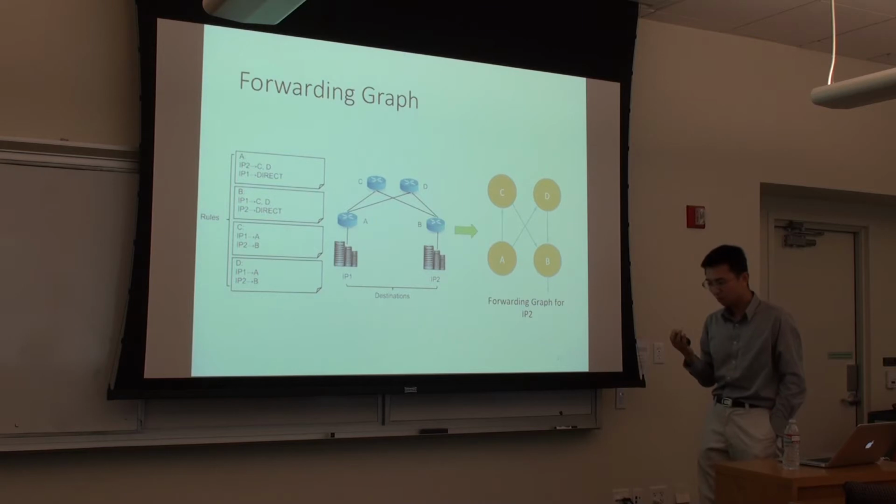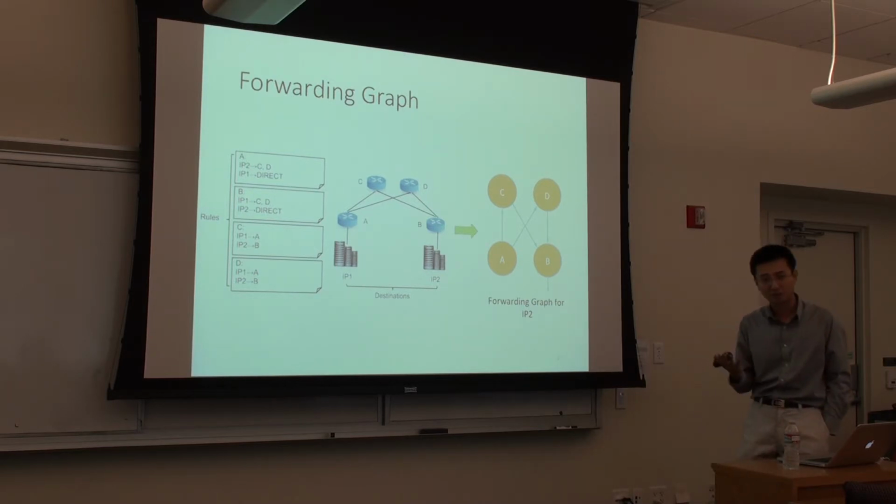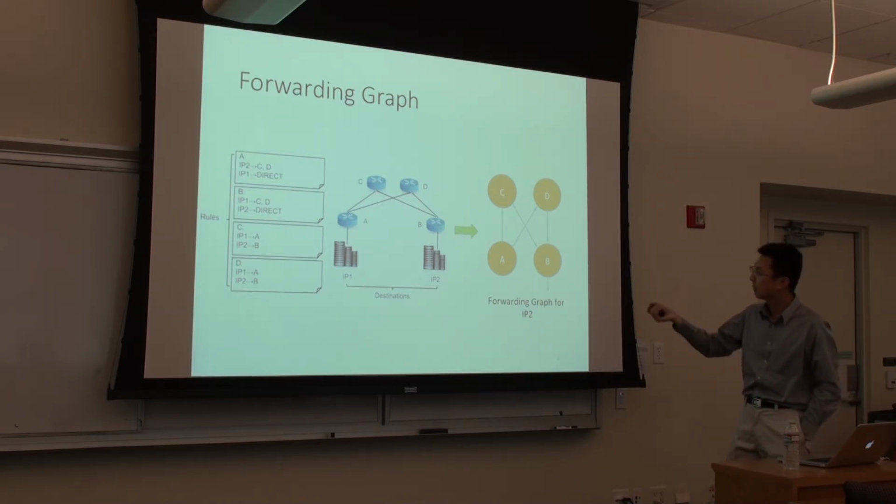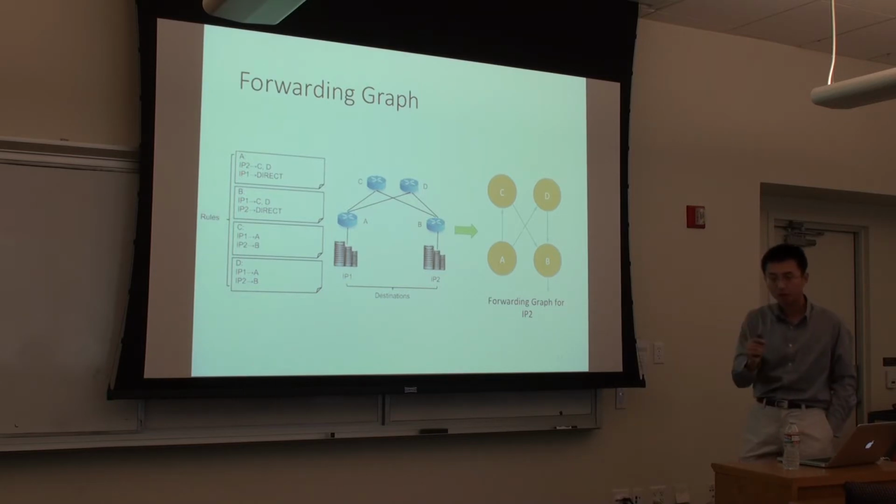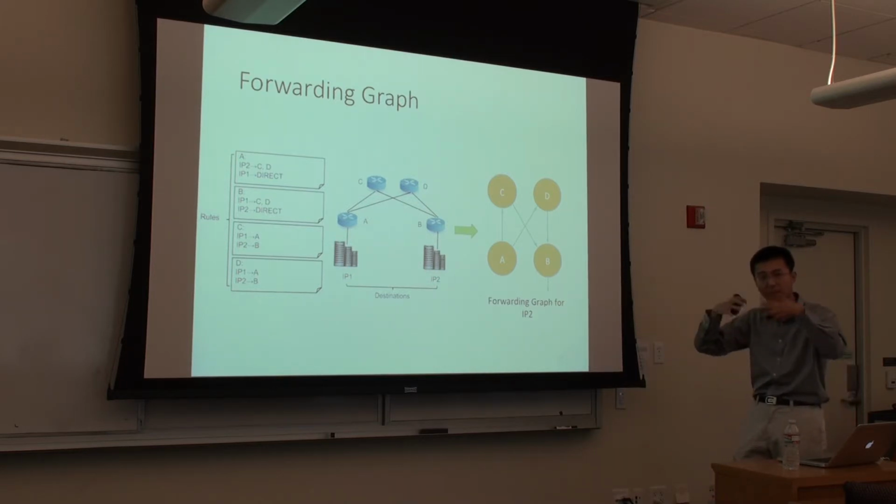Now, not all networks can be abstracted using a forwarding graph. We can abstract it here because we focus on pure destination-based IP forwarding, so that each graph is simply a graph without any matching information.